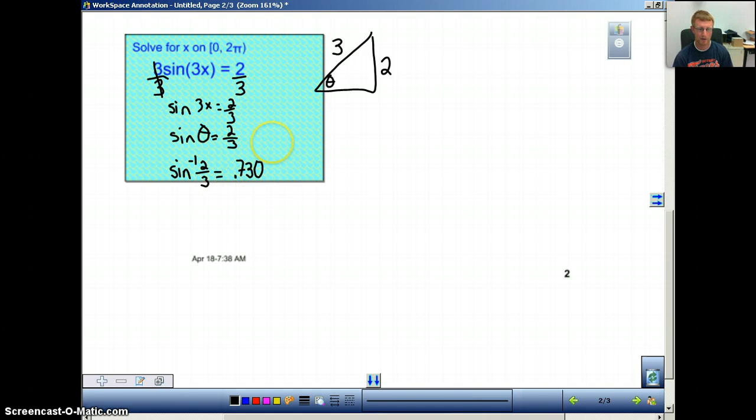We're not going to get pi over 6 or pi over 3 for this one, so a decimal is fine. But this is our angle, and our angle has to be equal to 3x. So we set it equal to 3x, we divide both sides by 3, and we get x equals 0.243. Okay, so hopefully this one was a lot easier than the previous section. Hopefully we can move forward with this.